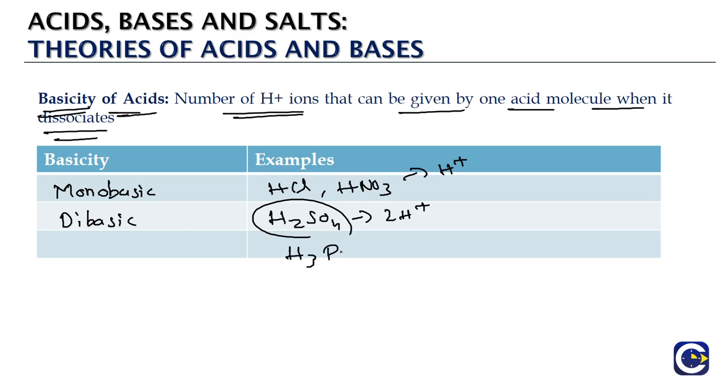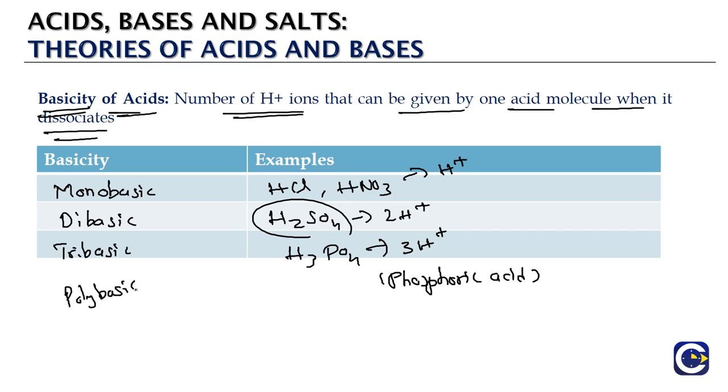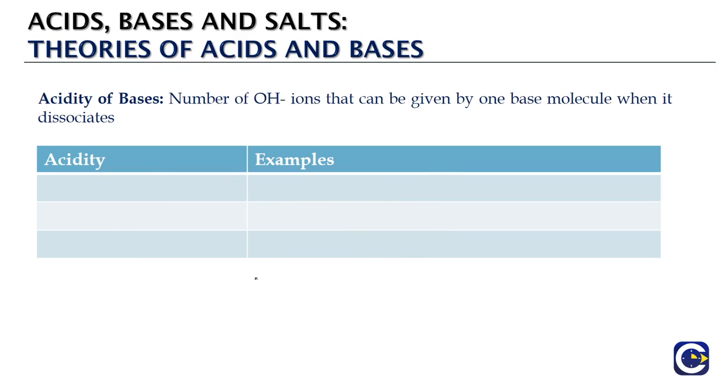If you look at phosphoric acid, the formula is H3PO4. On dissociation, one molecule can give us 3 H plus ions. So we call it tribasic. And some organic acids can even give many H plus ions on dissociation, so we generally call them polybasic. So basicity is the number of H plus ions that can be given by one acid molecule when it dissociates. Similarly, in the case of bases, we have acidity.